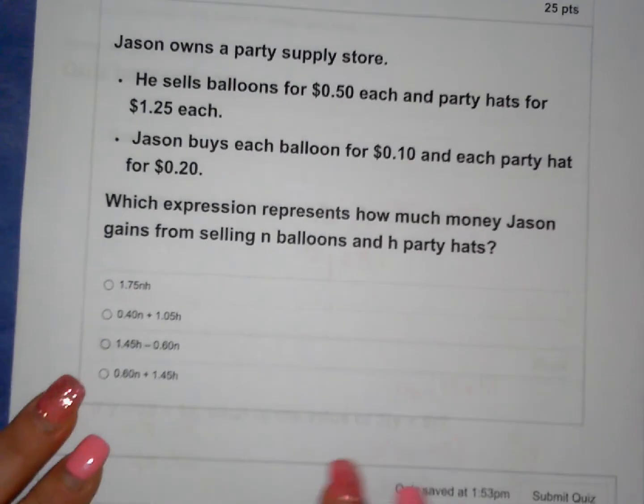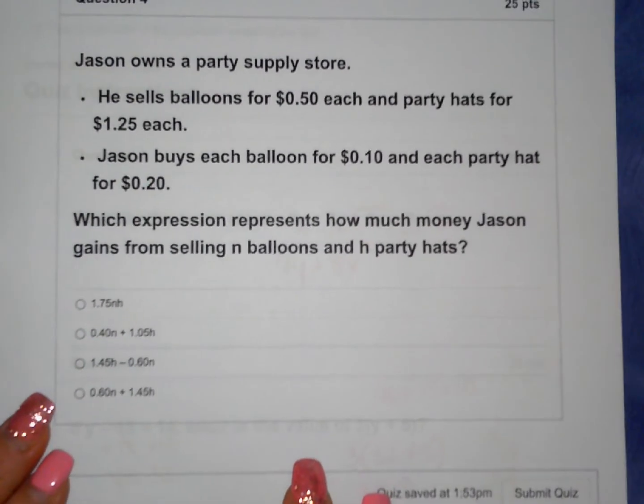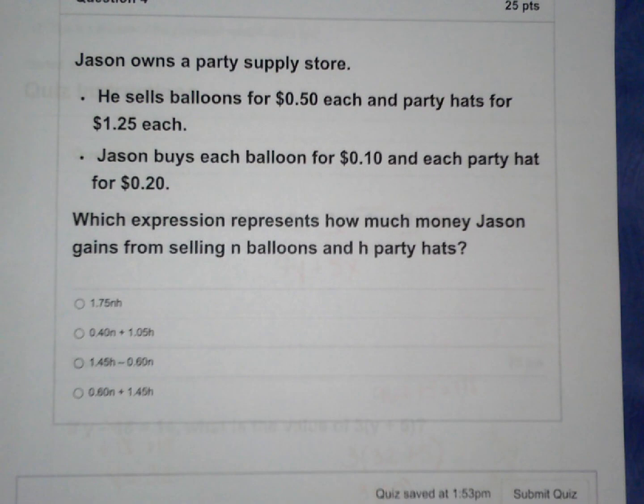Sorry, my bad. Okay, last problem for the warm-up. Jason owns a party supply store. He sells balloons for 50 cents each and party hats for $1.25. Jason buys each balloon for 10 cents and each party hat for 20 cents. Which expression represents how much money Jason gains from selling N balloons and H hats?